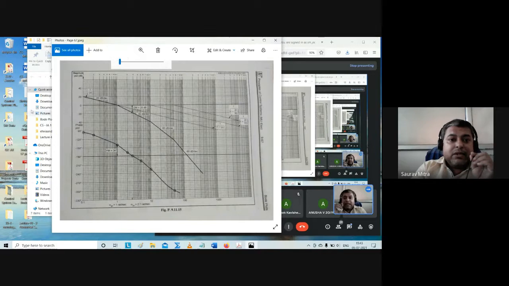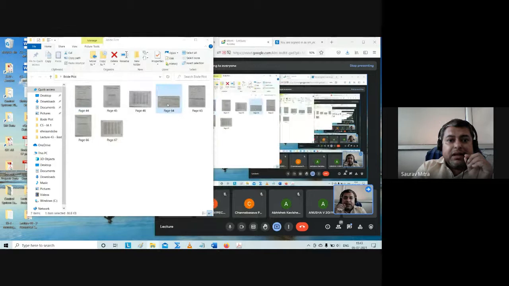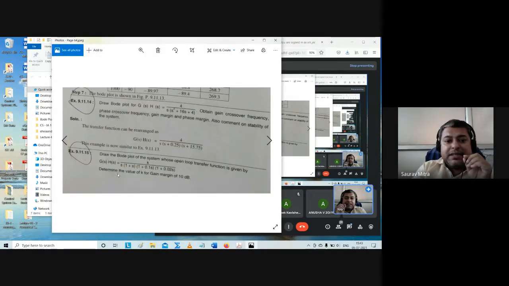Now the question is something different. The question says: what is going to be the value of k? Let me show you the question. It says determine the value of k for the gain margin to be 10 dB. What is the gain margin now? At phase crossover, we are having minus 20, sorry, plus 20 dB gain margin. But what they are saying is determine the value of k for the gain margin to be 10 dB.